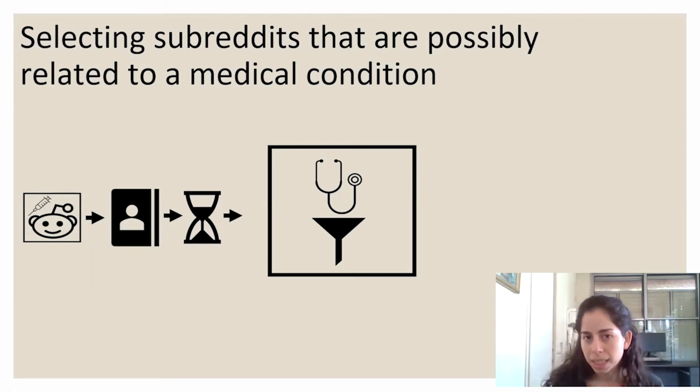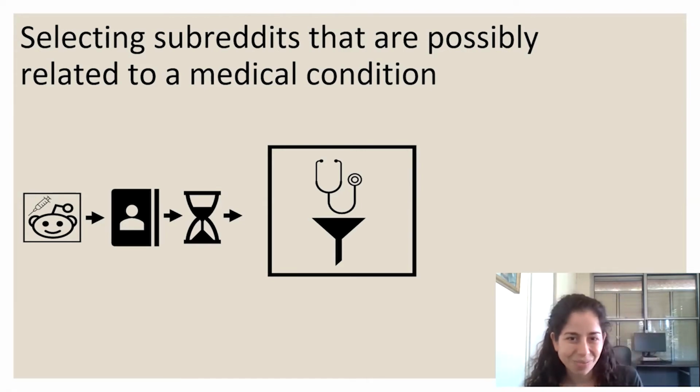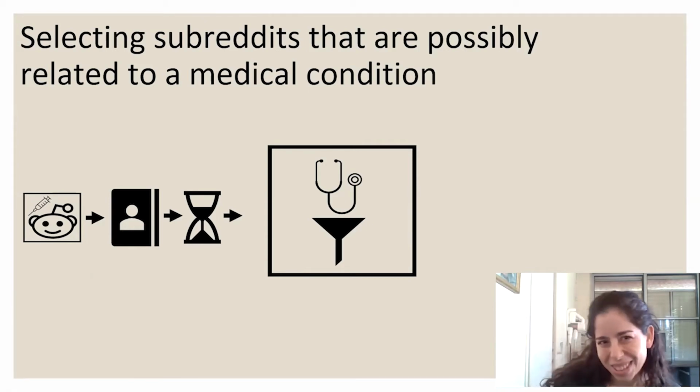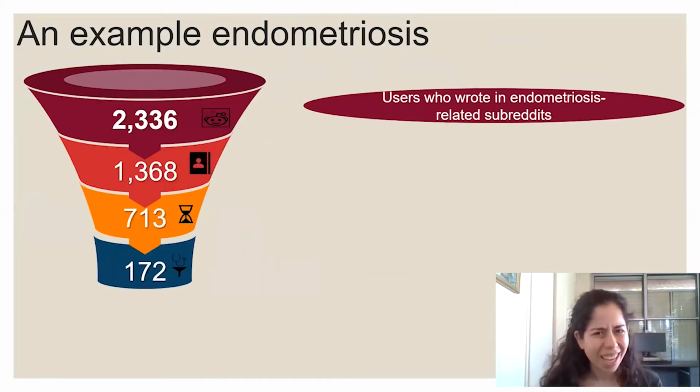Subreddits that contain postings that might be related to a medical condition. This focus is needed because subreddits span a gamut of topics, and most of them are not related to medical conditions, like cute cats, of course. It is done using crowdsourcing, this step. Okay, we haven't finished the pipeline yet, but I always understand better with an example.